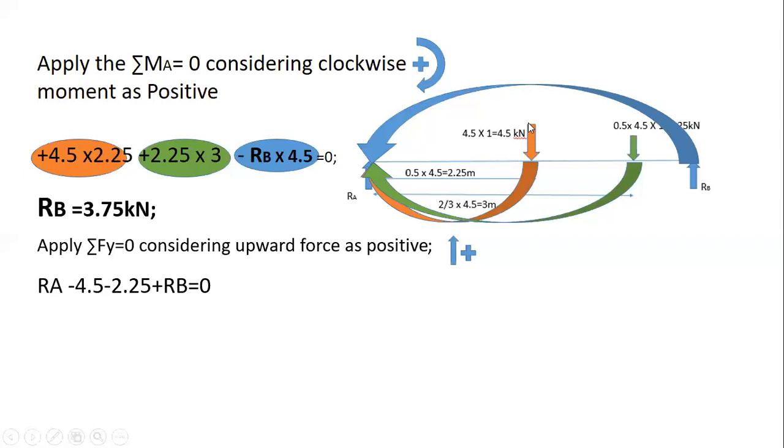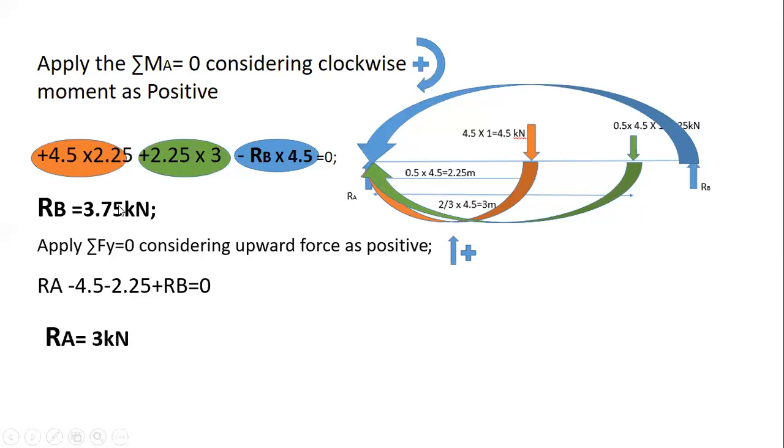So plus R_A. Then we have a downward point load, whose magnitude is 4.5. Since it is acting in the downward direction, I have taken it as minus 4.5, because I have assumed the forces acting upward as positive. The third force is 2.25 kilonewton, which is acting at a distance of 3 meters from support A, and it is also downward. And another force is the reaction at B, which is acting in the upward direction, so I have taken it as positive. I have equated it to 0 as per the equations of equilibrium.